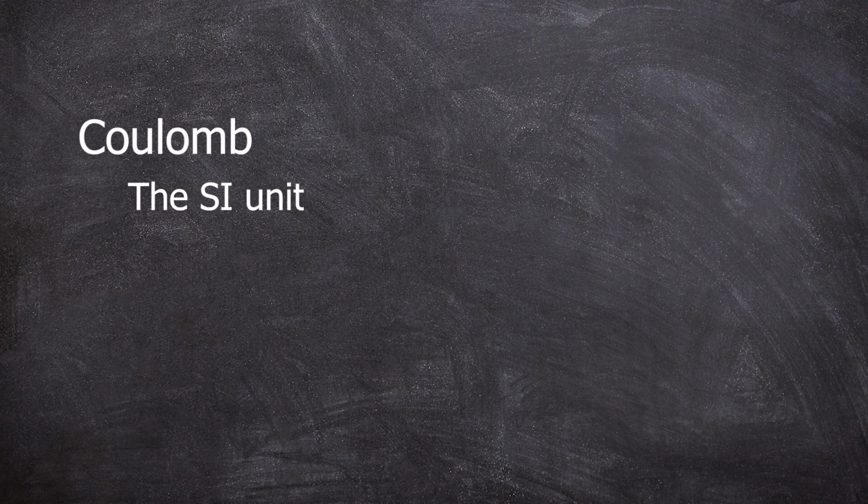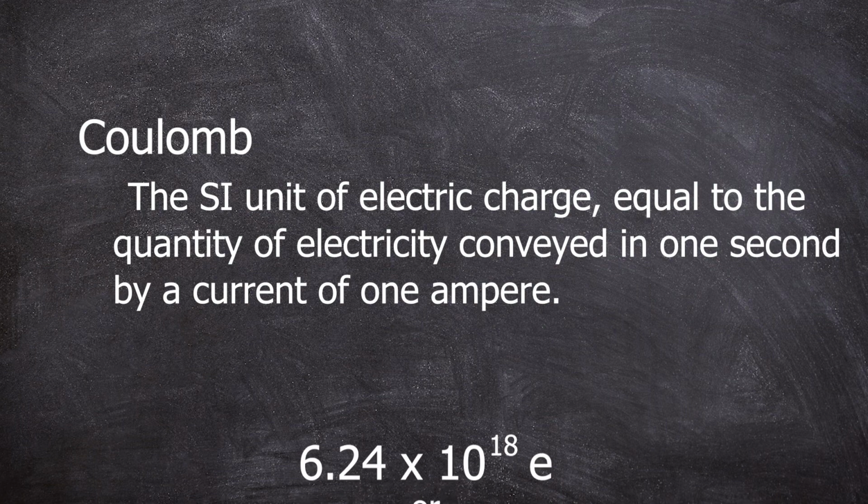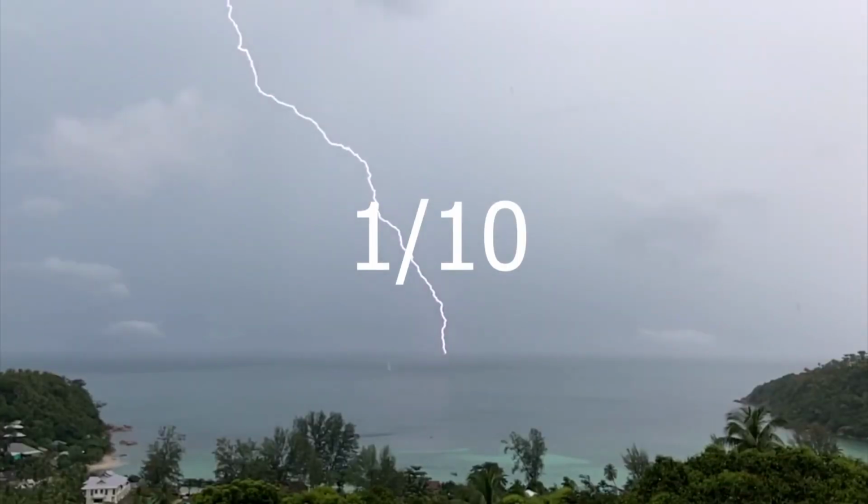The other, larger unit of charge is the Coulomb, which is represented by the letter C. It is roughly equivalent to 6.24 quintillion elementary units of charge. To help you visualize how much charge this is, 1 Coulomb is comparable to 1 million static shocks, or a tenth of a small lightning strike.